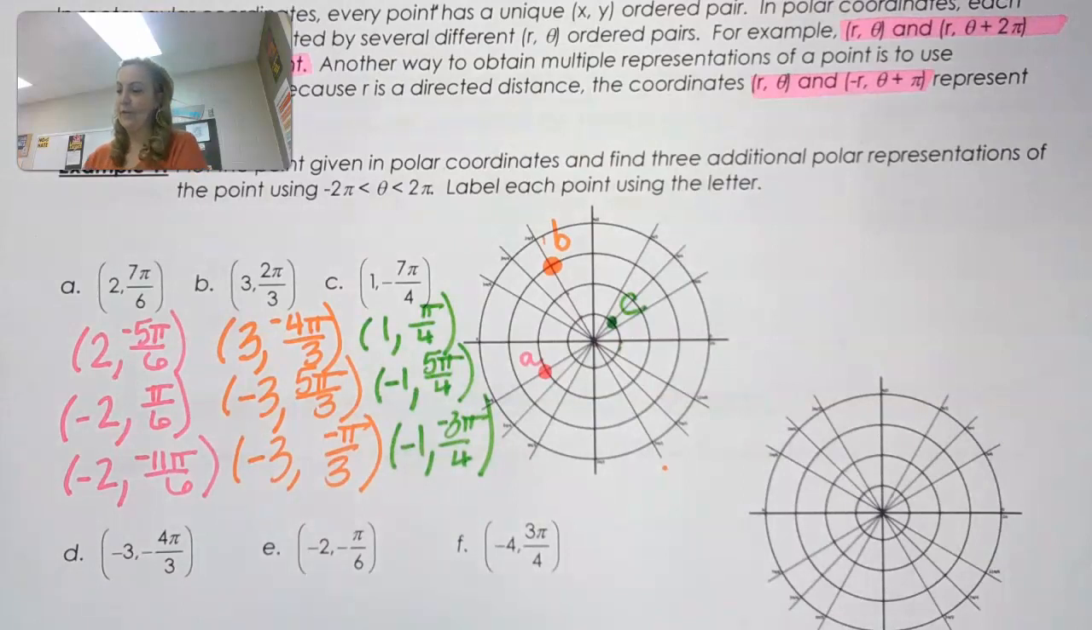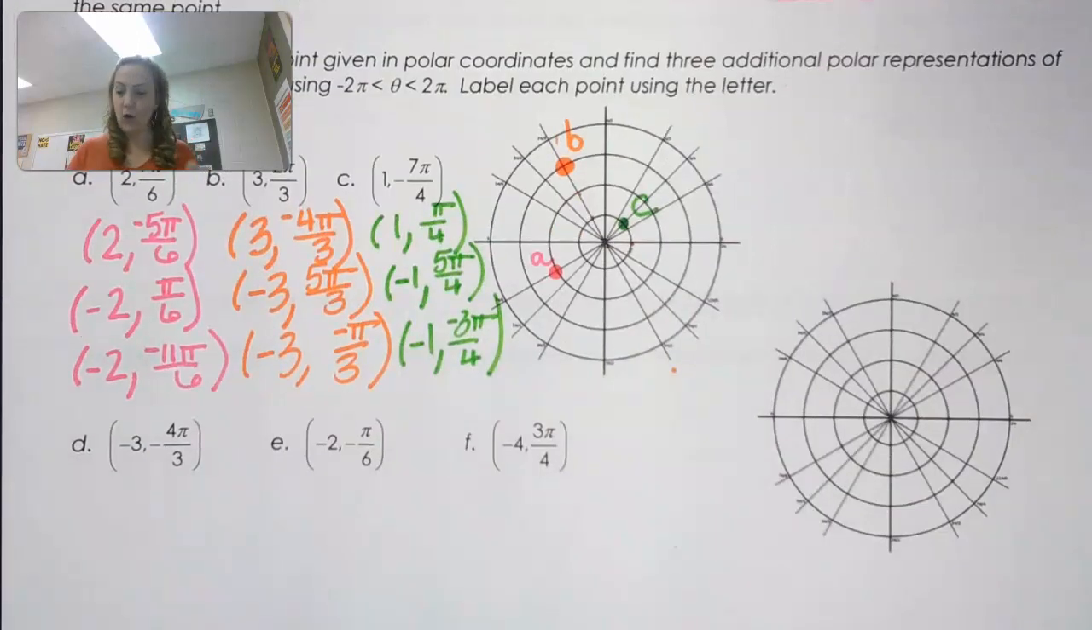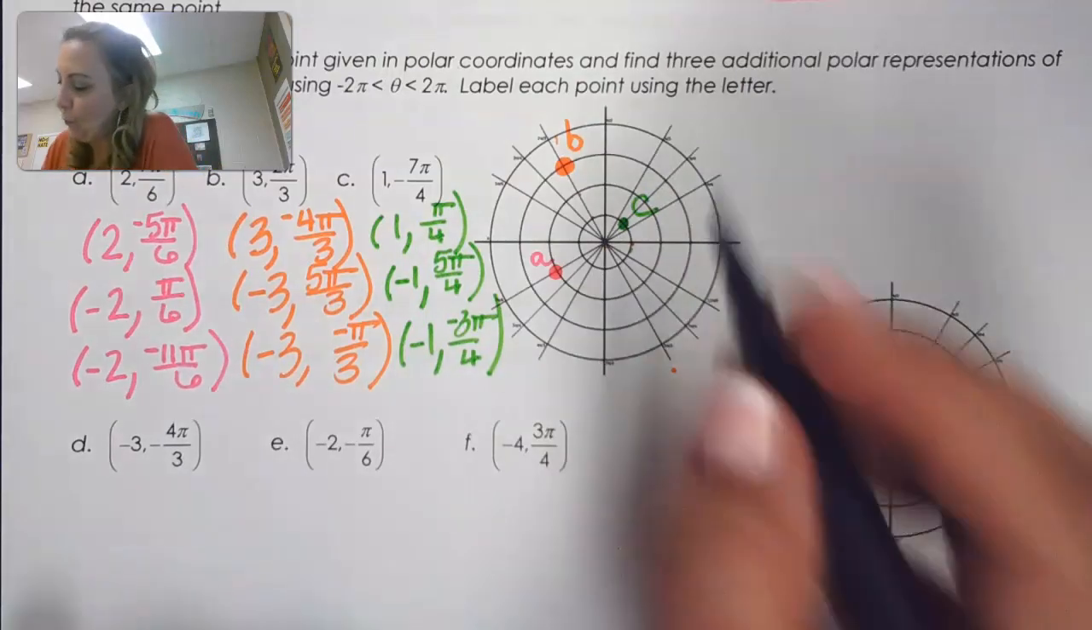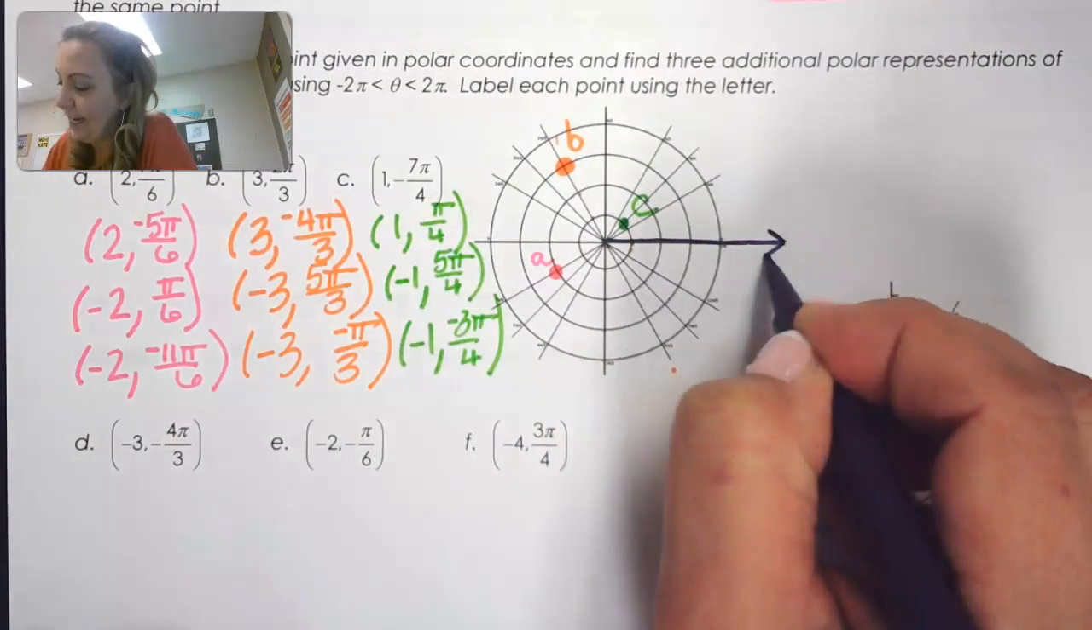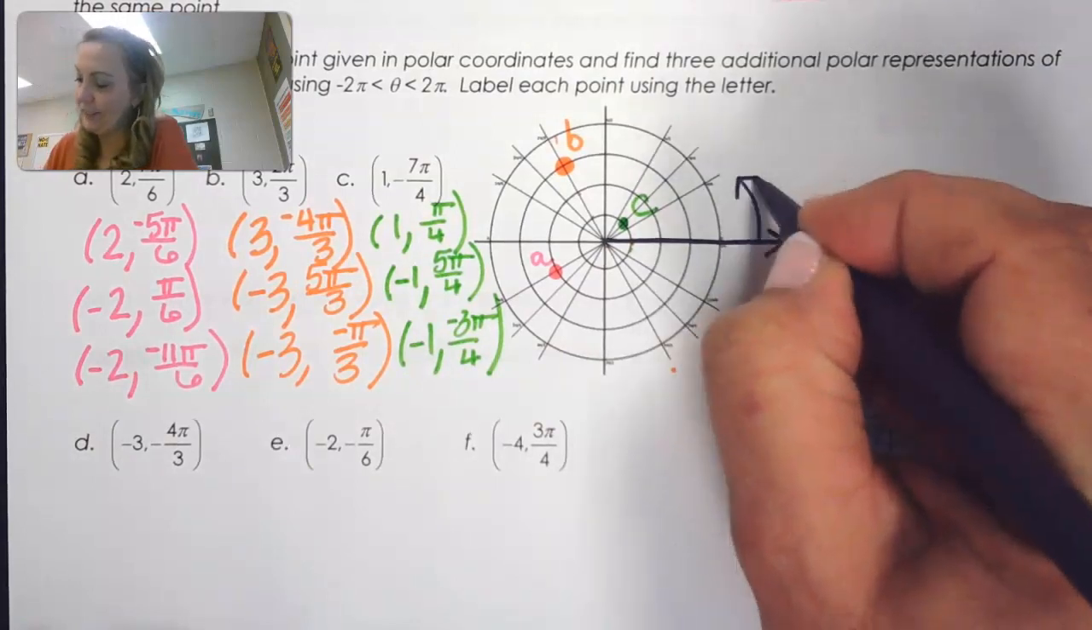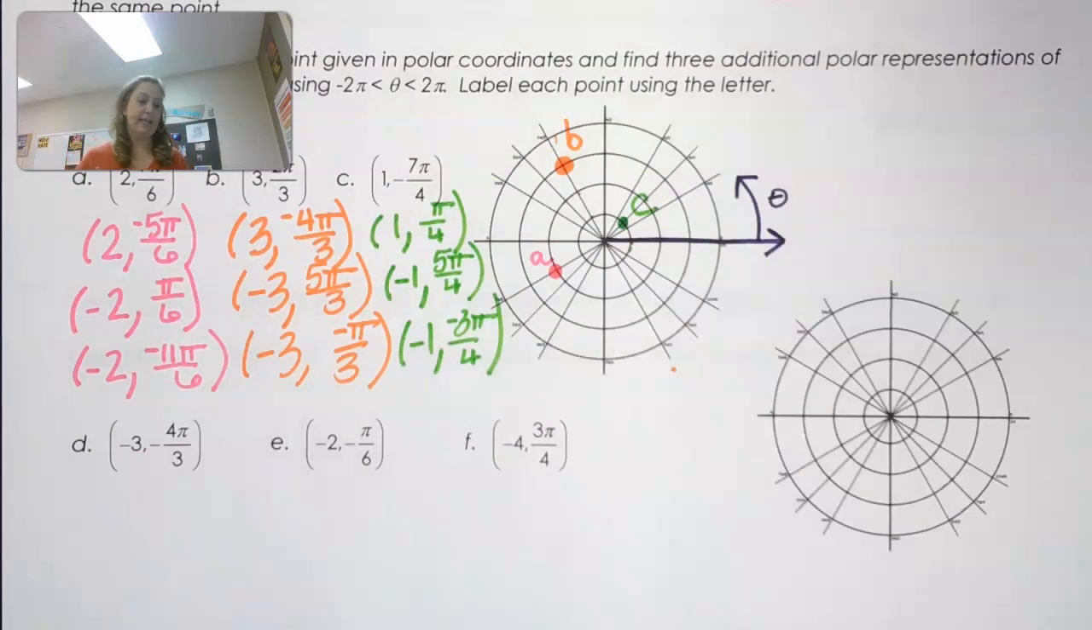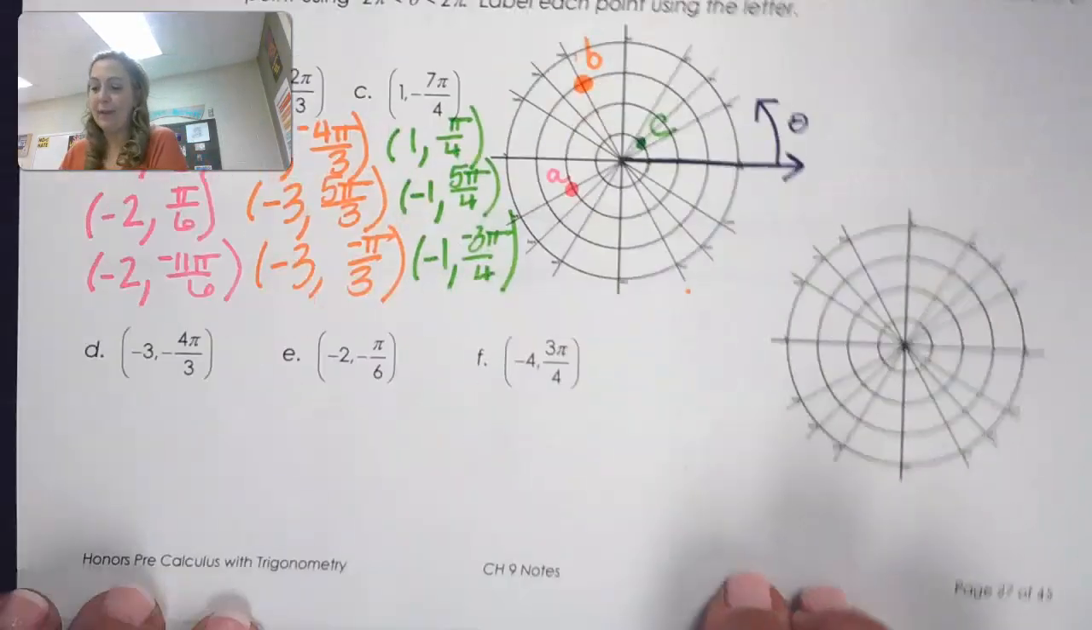Okay. All right, so again, we're always starting at this polar axis, okay, and then we're going in this direction as far as the theta is concerned, okay? Okay, for the positive values.